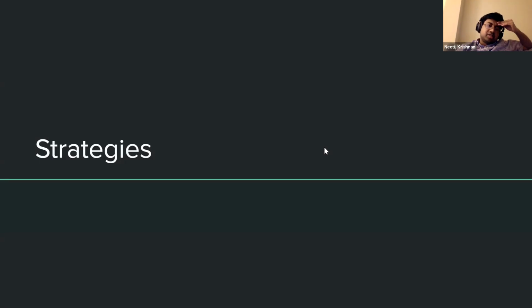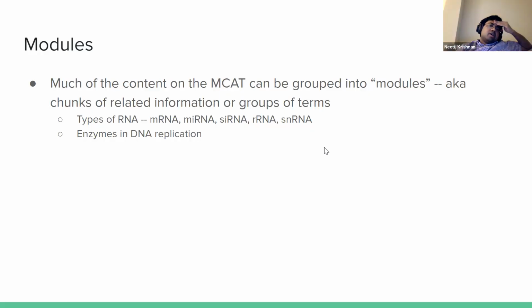Strategies. So I'm gonna have an overview. I really liked modularizing the information as much as I could. So you can kind of group it up into chunks. So like types of RNA, all the types of RNA. I think I forgot tRNA on that list. Enzymes and DNA replication. That's a module. You have a list of stuff that you can memorize together and associate with each other.